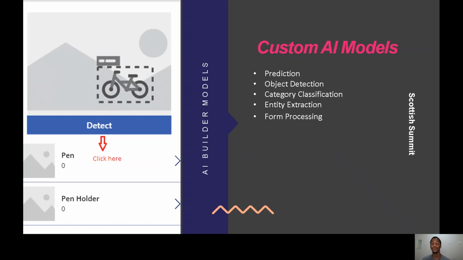Form processing also works in a similar way as a business card reader and the receipt processing, in which you take a picture of your form and extract information from that form and save it to your data source.